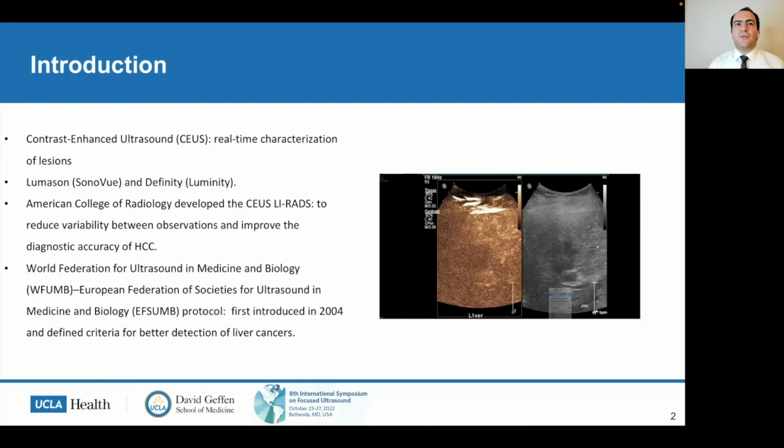The World Federation for Ultrasound in Medicine and Biology, WFUMB, and the European Federation of Societies for Ultrasound in Medicine and Biology, EFSUMB, protocol was first introduced in 2004 and defined criteria for better detection of liver cancers.